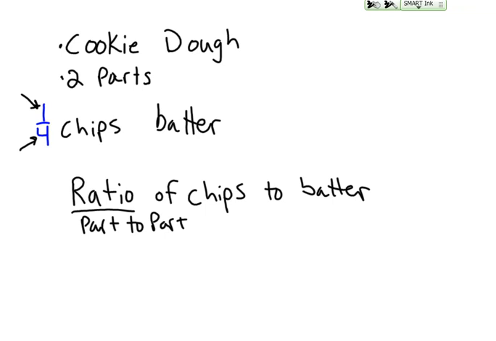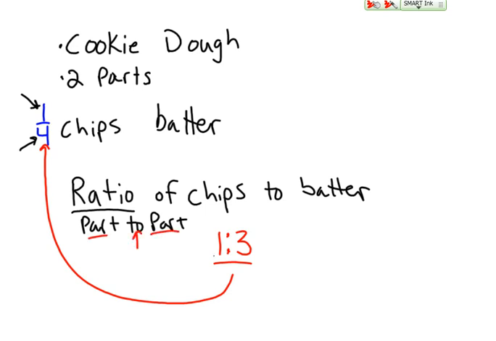So the ratio of chips to batter ends up being 1 part chips to 3 parts batter, because our total, if you add those two numbers up, has to equal the bottom, the denominator or the total in our fraction. Okay, so this is part to part, right? So this is part to part. That is a ratio.